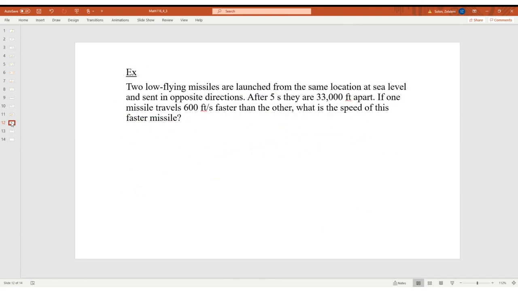So the next question here, I'll represent it pictorially and we can discuss it. Okay, now it says 2 low-flying missiles are launched from the same location at sea level and sent in opposite directions. So let's say this is the starting point. One missile is going this direction, and let's say the missile is right here. The other one is going in this direction, and let's say the missile is somewhere. Sorry about my drawing. Just assume this is the second missile.